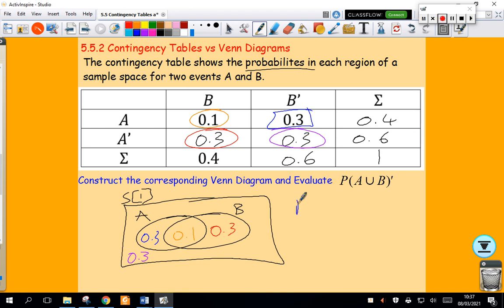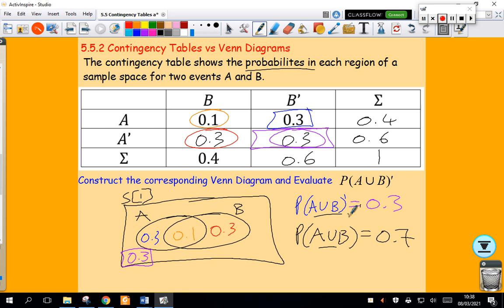I want to find the probability of A union B complement, and I'm hoping you know exactly where to look. It's in this cell or it's out here. It's 0.3. To find the probability of the union, it has to be 0.7 because together this event and its complement have to equal 1. Their probabilities have to equal 1. How else could I get it? 0.3 plus 0.1 plus 0.3 giving me 0.7.